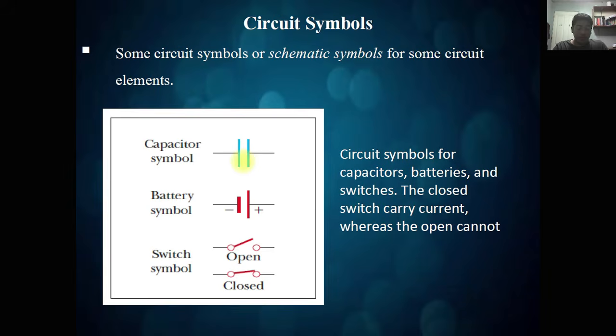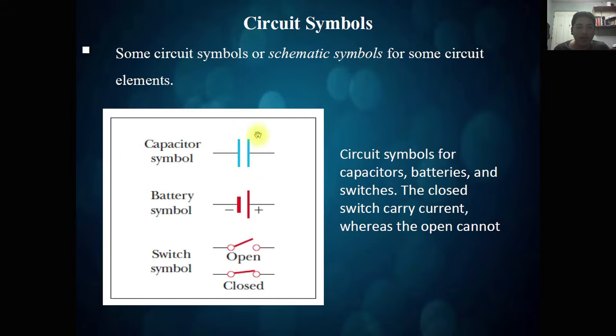So let's try to recall some circuit symbols, or what we call schematic symbols, for some circuit elements. These circuit symbols, or schematic symbols, are used as standardized symbols in our electronic or electrical circuits so we can easily understand them, rather than drawing the whole element. For example, we have here the capacitor symbol. The capacitor symbol is represented by these two parallel conducting plates, connected to a wire.